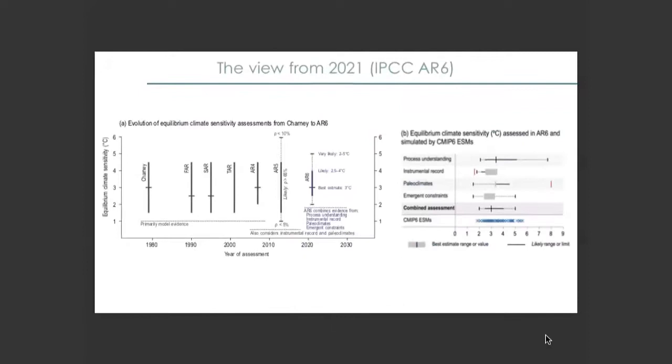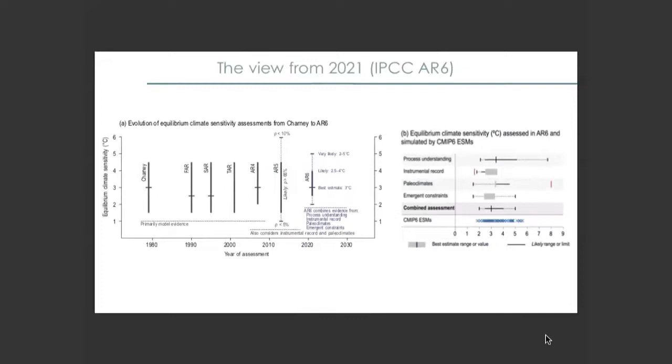Fast forward to present day. So these are figures from IPCC AR6. And in the figure on the left, you can see the evolution of climate sensitivity over time in these various reports. You can really see the AR5 range was quite wide, particularly at the low end. It extended down to 1.5, with no best estimate, to AR6, where the best estimate was 3 degrees, with a much more narrow range of climate sensitivity, particularly on the low end. It came up from about 1.5 to about 2 for the likely range.